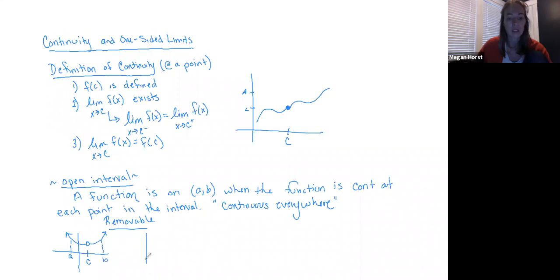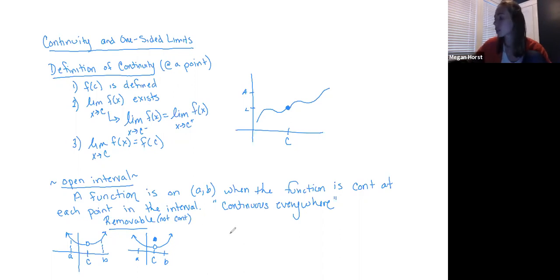We could also have something similar. So we still have that same C value. We're looking on A to B. This is at C, but at that point, let's say we filled in a hole right there. So this is a removable discontinuity. This function would not be continuous on the open interval A to B.